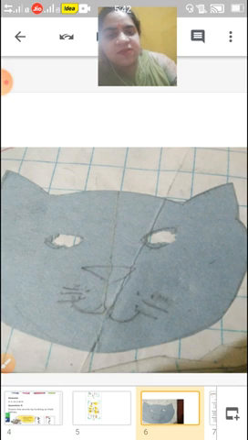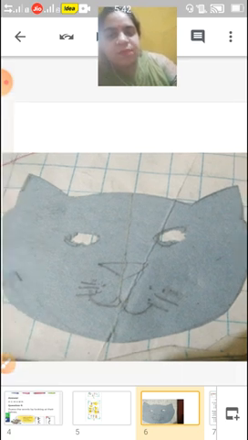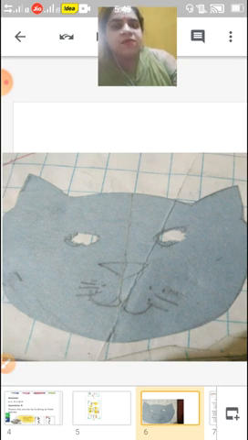I made this. First I took a paper. Then I folded it in half like this.